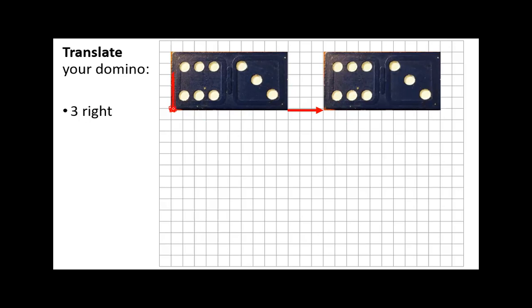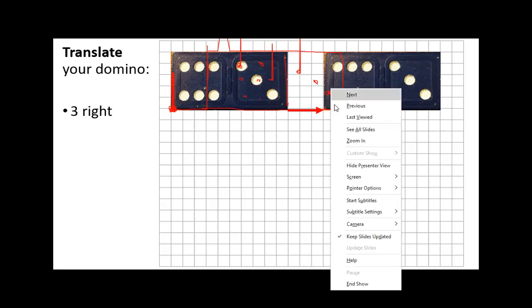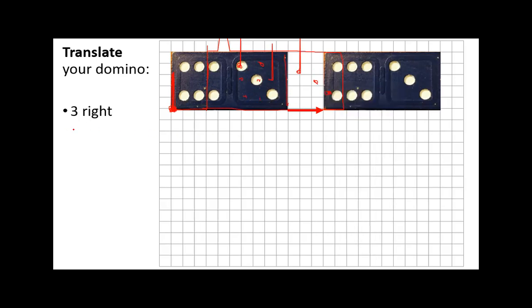That's what I'm drawing this little circle for. You move it 3 to the right. You would then start your domino how you see it here, right? So I draw my 6s, my lines. So if you're doing this correctly, you would have an overlap.